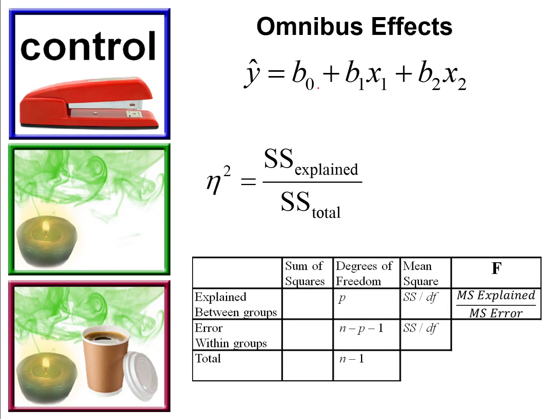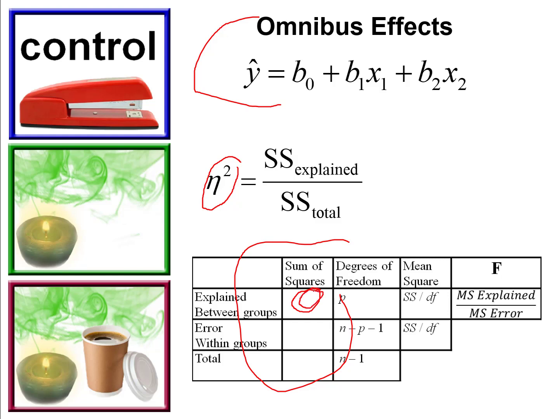So for the omnibus effects, if you want to know overall, is there a difference between groups? We talked about that in the previous video. Our effect size is eta squared, the percent of variance explained. The percent of variance in the outcome variable, in this case happiness, that's explained by group membership. And we have our ANOVA table, and we calculate our explained variance, or what is typically called between groups variance when we're doing group comparisons.